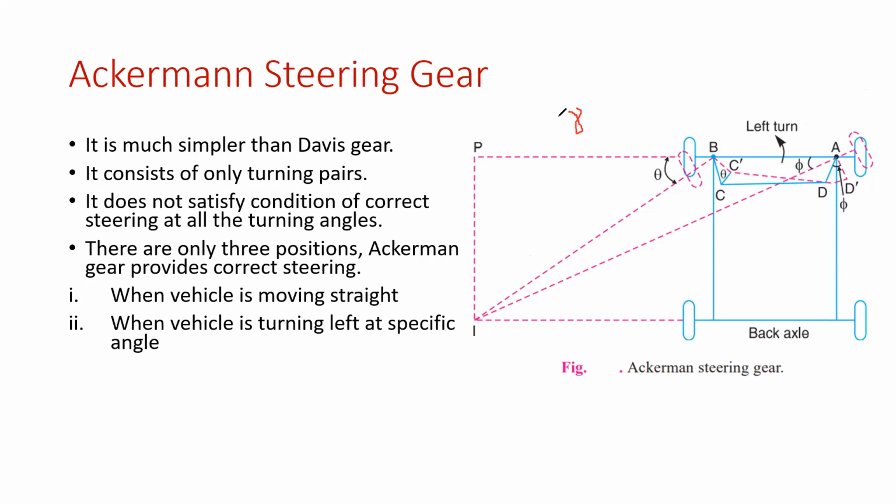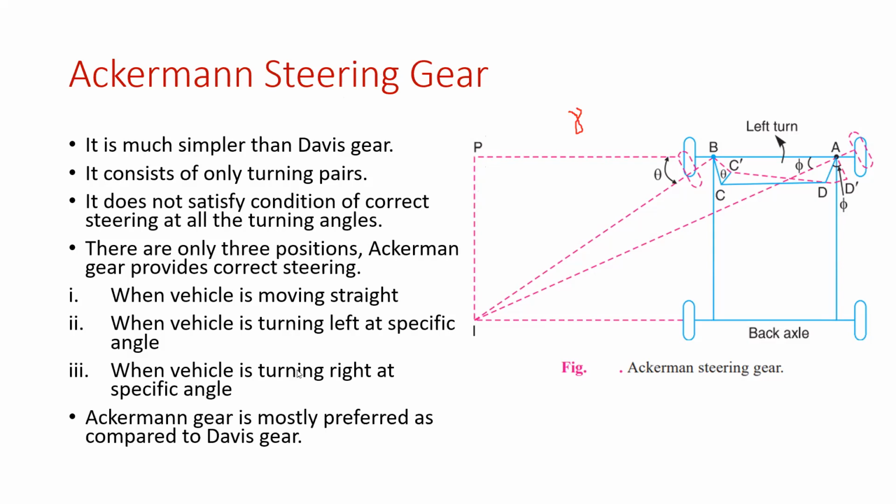So these are only three positions. Even if it is not mathematically correct in all the turning positions, it is widely used in practice because of its simplicity. Okay, so that covers the Ackerman and Davis steering gear mechanism.